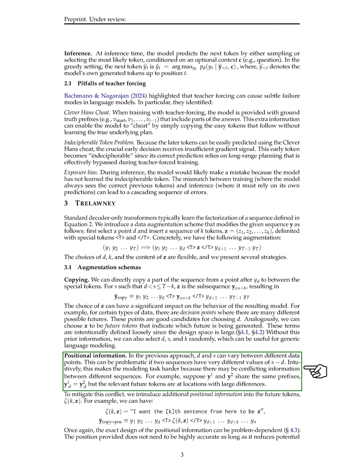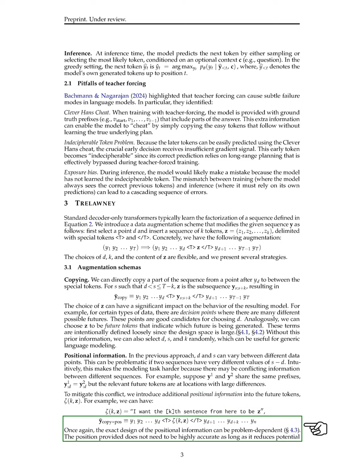However, we recognize that varying D and S across different data points can create challenges, especially if two sequences have significantly different values for S minus D. This discrepancy can complicate the modeling task due to conflicting information. For example, if two sequences share the same prefix but have future tokens located far apart, we introduce additional positional information into the future tokens, denoted as zeta, K, Z.